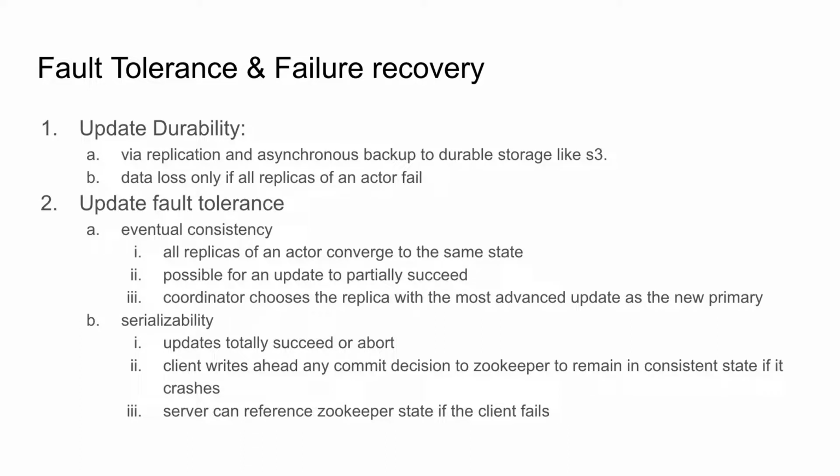Update fault tolerance: Uniserve ensures that all replicas of an actor converge to the same state. It's possible for an update to partially succeed, say on some of the replicas, if other replicas crash. So the update is only on some replicas, and at this point, the coordinator chooses the replica with the most advanced update as the new primary.